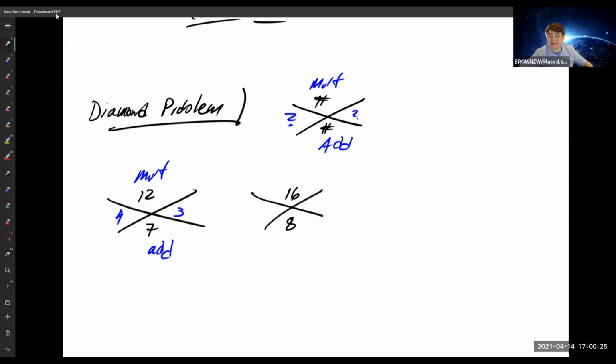We have something like 16 and 8. Multiplying to 16, adding to 8, that would be 4 and 4. Because they multiply to 16, add to 8. We could also have one case that's kind of weird. We could have something like 7 and 8, which is we want 2 numbers that multiply to 7 but add to 8, which for a second seems weird, but if you just think about 7 and 1, they multiply to 7, add to 8.